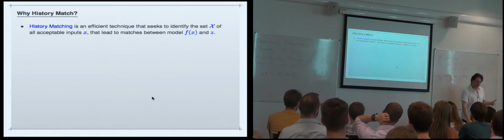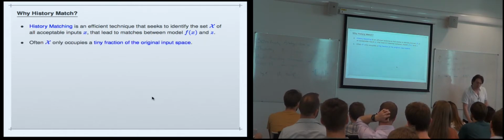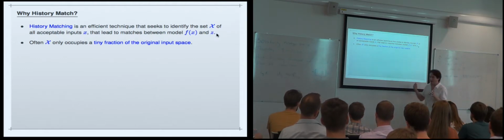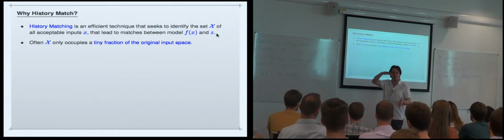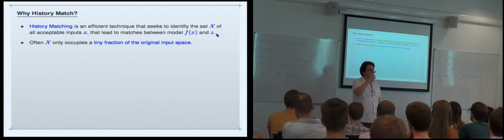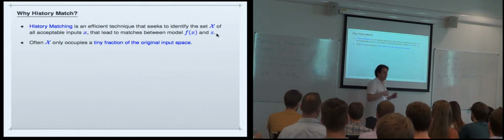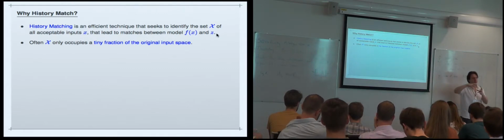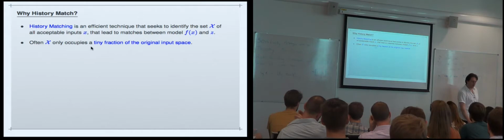We're going to find these acceptable inputs, which is the set chi. The acceptable inputs will be some region of our input space. Our input space in this model is 17-dimensional, so we're going to be searching a 17-dimensional box. The model itself takes 24 hours to run. I'll give you some details on that in a second. The input space that we want to find is called chi. Here's the problem before we start: often chi only occupies a tiny fraction of the original input space.